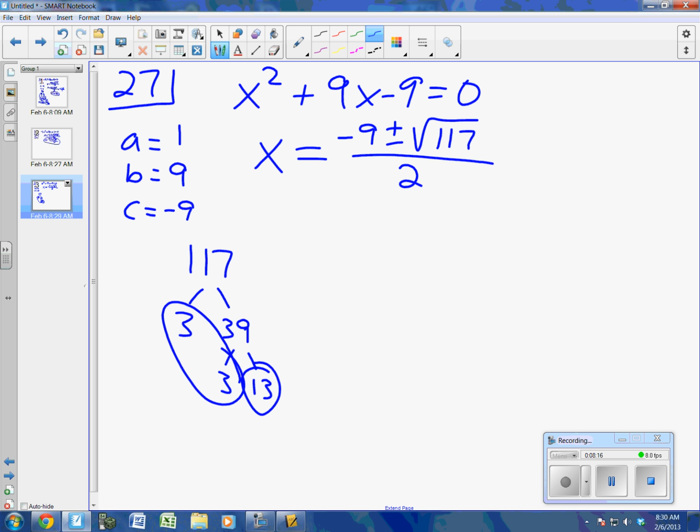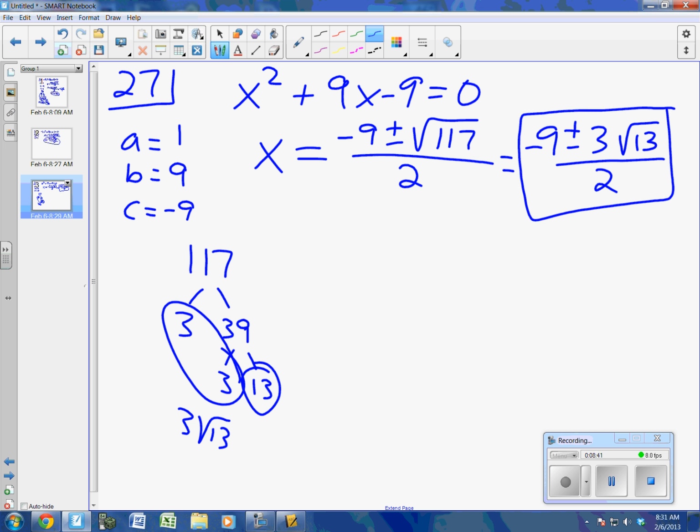So we have, what's our answer? 3 square root of 13. We got a pair of 3's and a loner. So we have 9 plus or minus 3 square root of 13. Negative 9, sorry. All over 2. Now, is there a number that goes into 9, 3, and 2? No. So we're simplified. Okay. That's it.